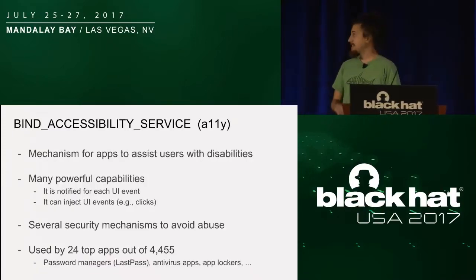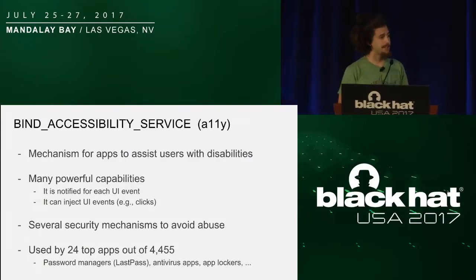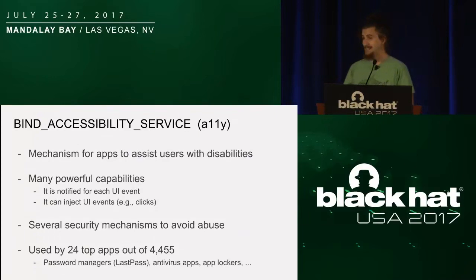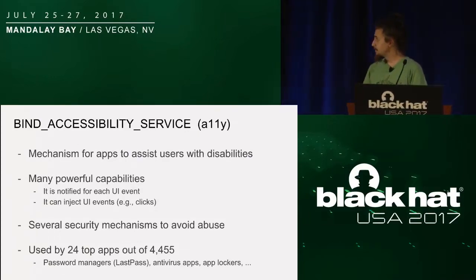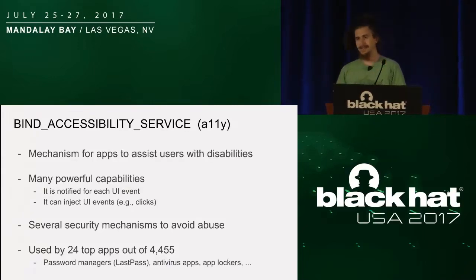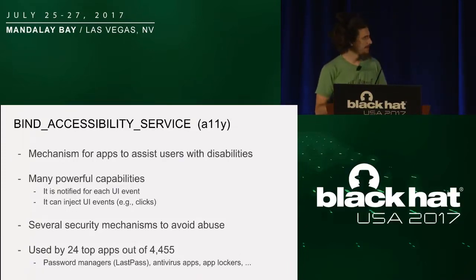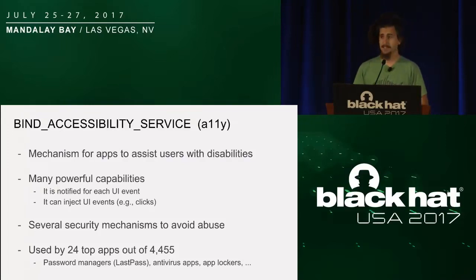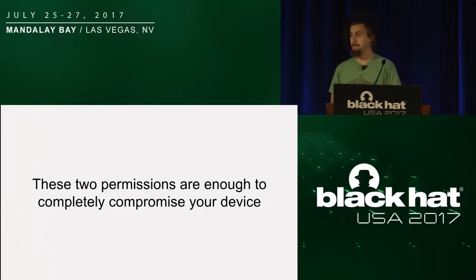The second permission is the accessibility service. In theory, it's a mechanism through which an application can assist users with disabilities. And it is very, very powerful. It is notified for each UI event, and it can also inject UI events, such as clicks and so forth. There are some security mechanisms to prevent abuse, but it's very, very powerful. And it's also used by a number of applications, not that common, but is actually used. For example, LastPass is using this permission to automatically fill your password in your forms. Okay? What we show is that these two permissions are enough to do a number of bad things.